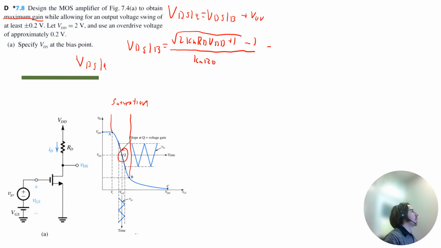So what else can I do? Well, I can also express VDS at point B as V overdrive plus the swing voltage from gate to source, which is this part right here. And the swing voltage from gate to source is equal to the peak value, which we see here. We want maximum output voltage swing, so it's the output swing divided by the gain, AV.